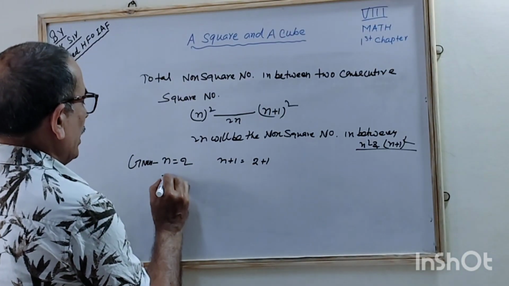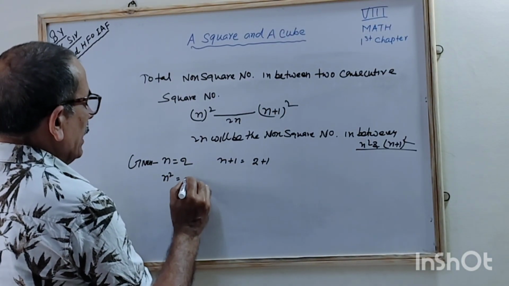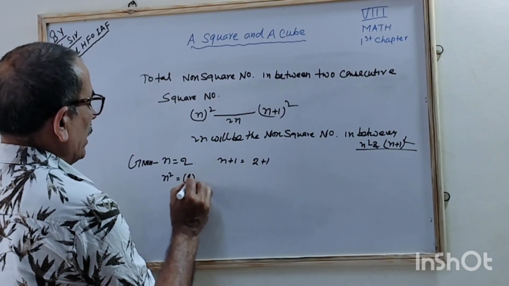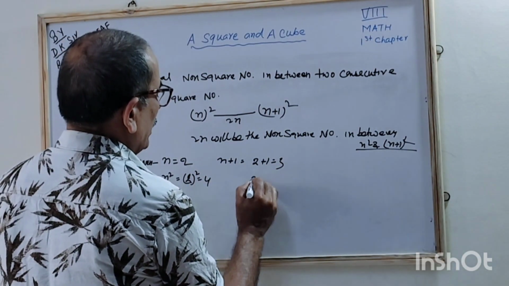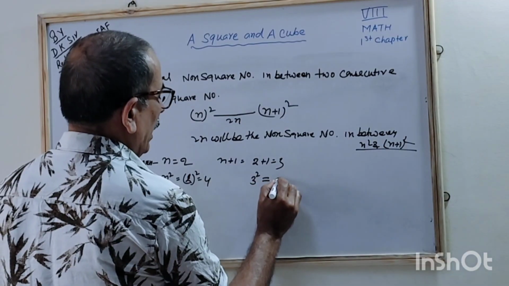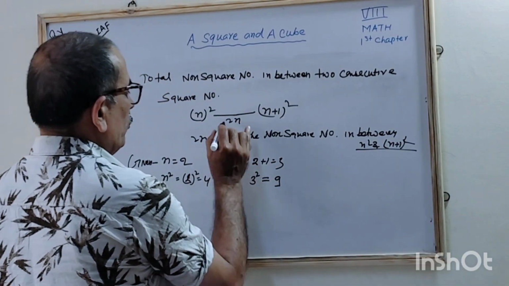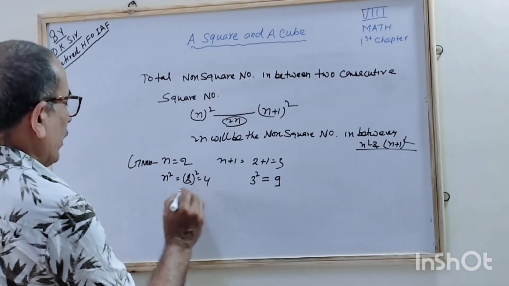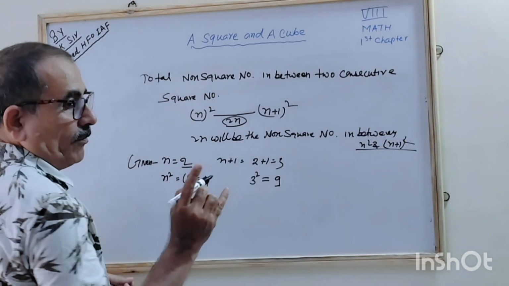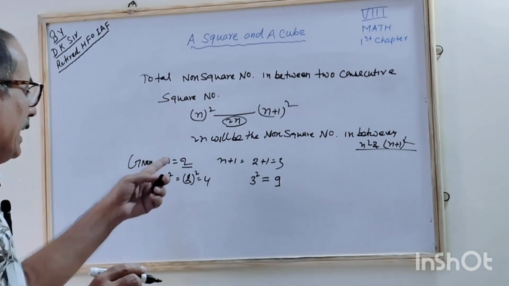So the n square will be equal to the 2 square. Correct? Is equal to 4. N plus 1 will be equal to the 3 square, which is equal to 9. Correct? So you find that as per the formula, it is 2n. So the 2n, where n is 2. The first number is said to be n.